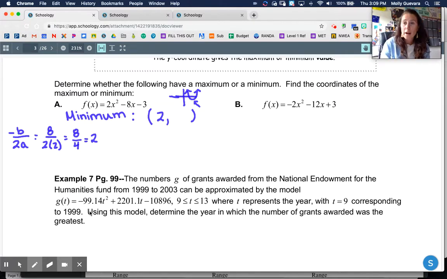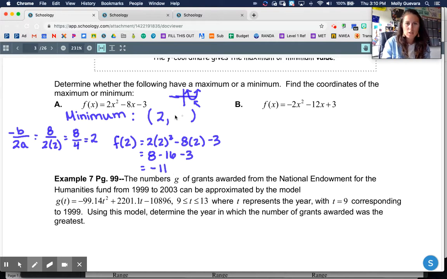Now to find the y-coordinate, I'm just going to plug in my x-coordinate. So I'm going to plug in 2. So I'm going to find f of 2, right, which is 2 times 2 squared minus 8 times 2 minus 3. 2 squared is 4 times 2 is 8, so 8 minus 16 minus 3, which gets me negative 11. So I have a minimum, and my minimum is at (2, negative 11). So my vertex is at (2, negative 11).